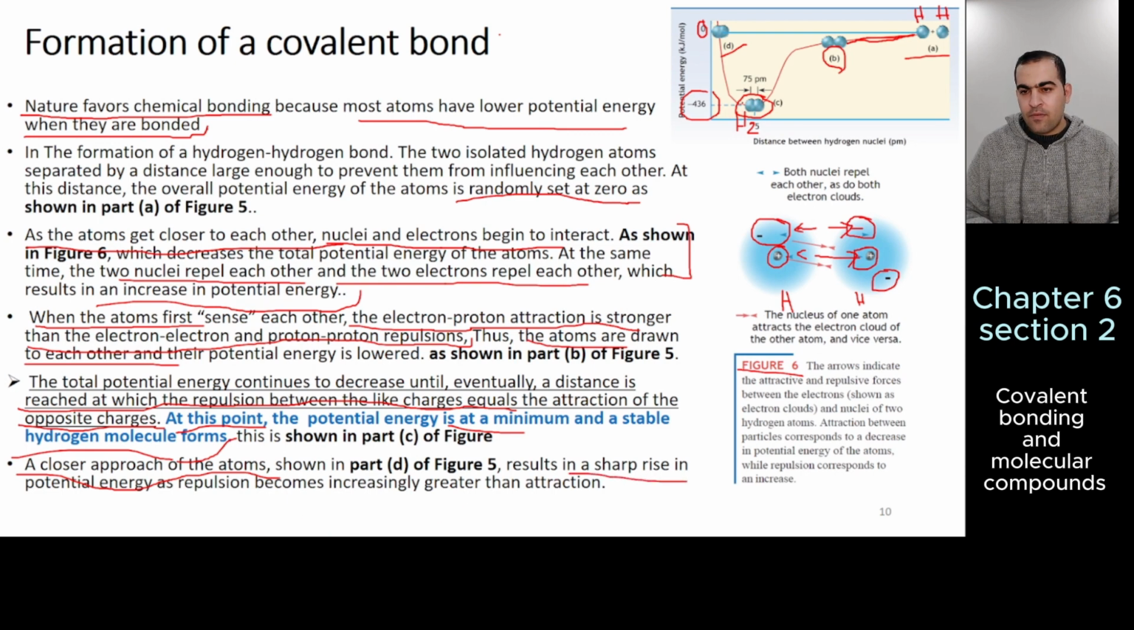Look, if they get much closer, at a distance between hydrogen nuclei, what happens? The potential energy increases because repulsion causes the potential energy to increase. Okay, that's it. That's how a covalent bond forms between two nonmetals.